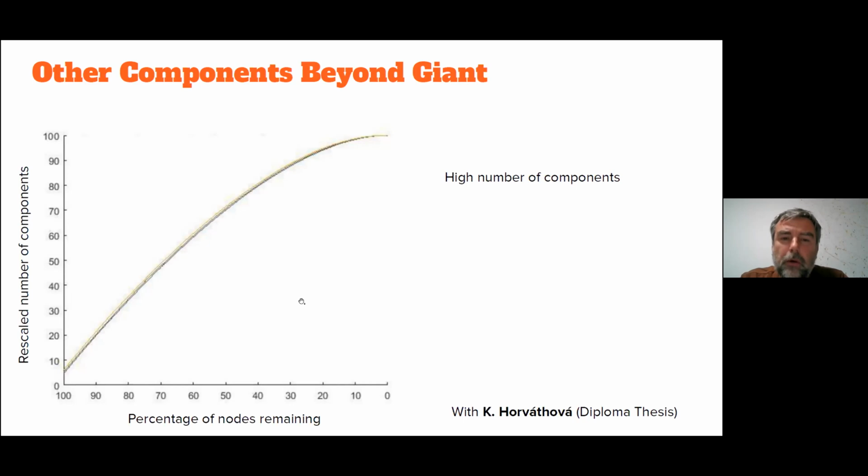Okay, anyway, we were looking at the other components beyond the giant, and this is going to be really short now. If you rescale it, this is the picture showing the rescaled number of components as you vaccinate, and the vaccination now goes from 100 to 0, meaning the percentage of nodes remaining. So if you're vaccinating or immunizing more and more, the number of components is actually growing. Of course, a removed node is also considered a component. Then it has this shape, and you can prove that this scaling works very well.